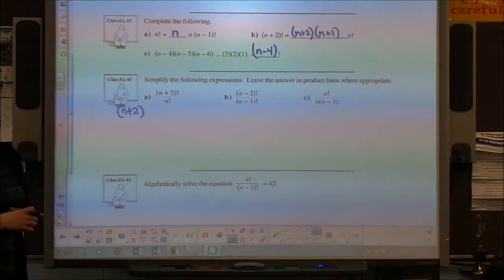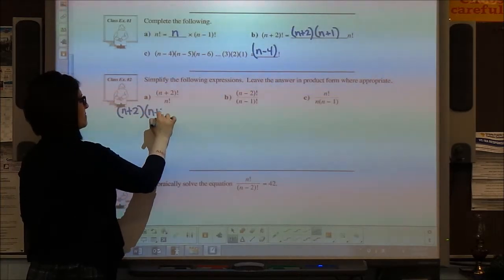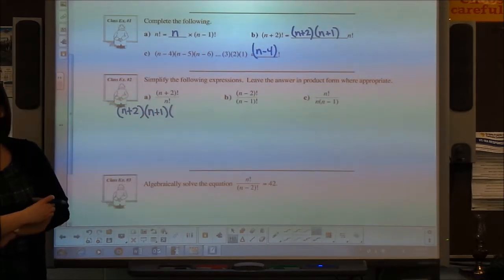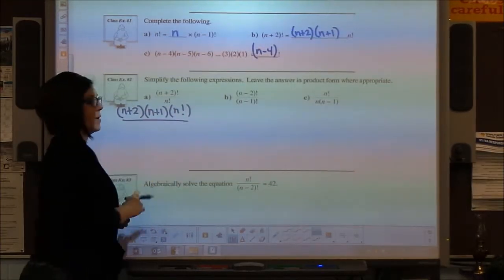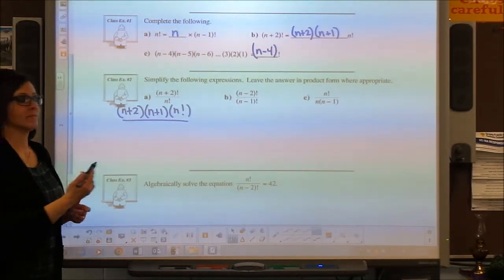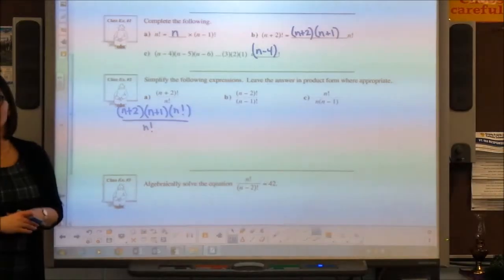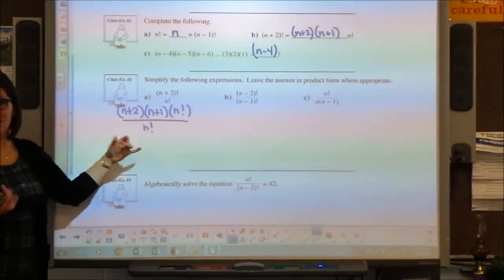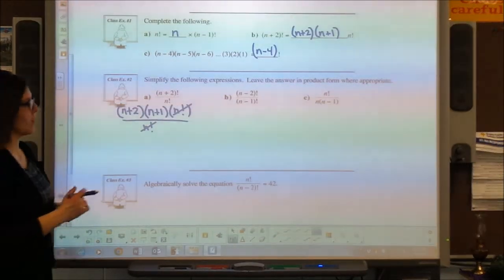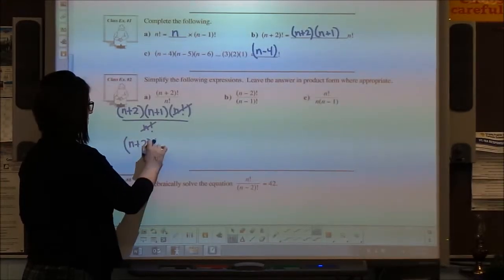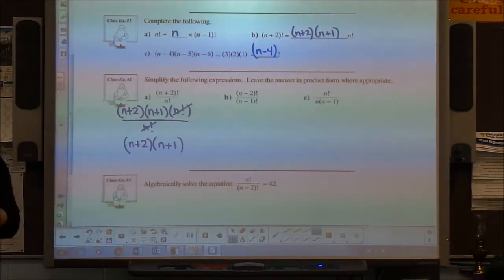So n plus 2 times what? Times? And n factorial. Why would I stop? Why would I put n factorial at that point? Well, because 1 less than n plus 1 would be n plus 0. And then what am I trying to do? Trying to cancel out, so then I can stop. So if we leave this in product form, I get n plus 2 times n plus 1. So I'm going to give you a couple of minutes to see how you can do on B and C.